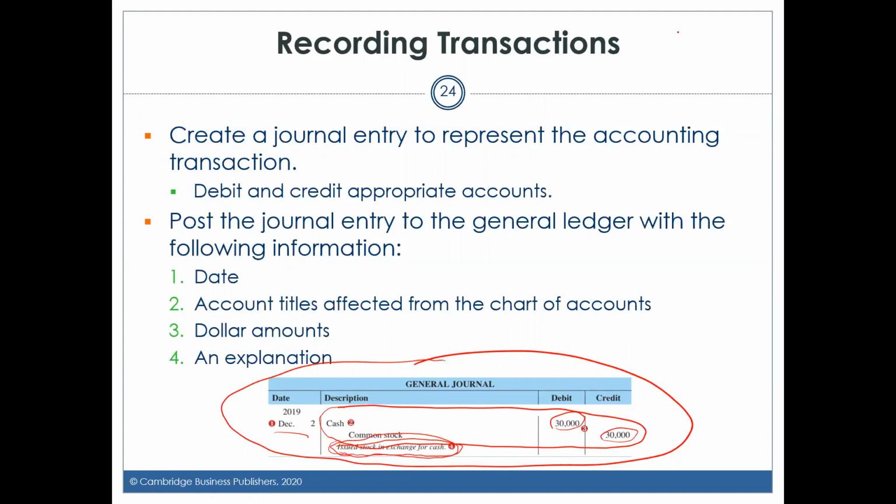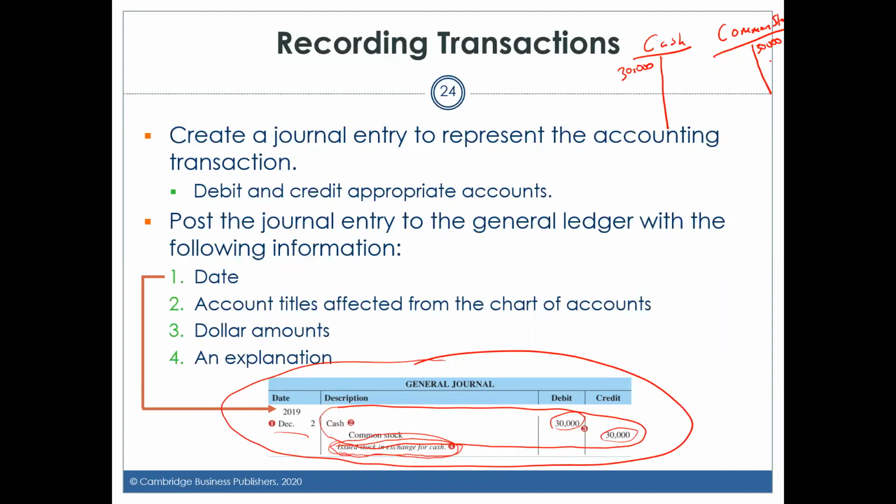Another thing you can do, along with this journal entry, is that we have our 2 T accounts. We have a T account for cash and we have a T account for common stock. After the first transaction, we debited cash for $30,000 and we credited common stock for $30,000. So the balance in cash after this is a debit balance of $30,000 and the balance in common stock is a credit balance of $30,000.